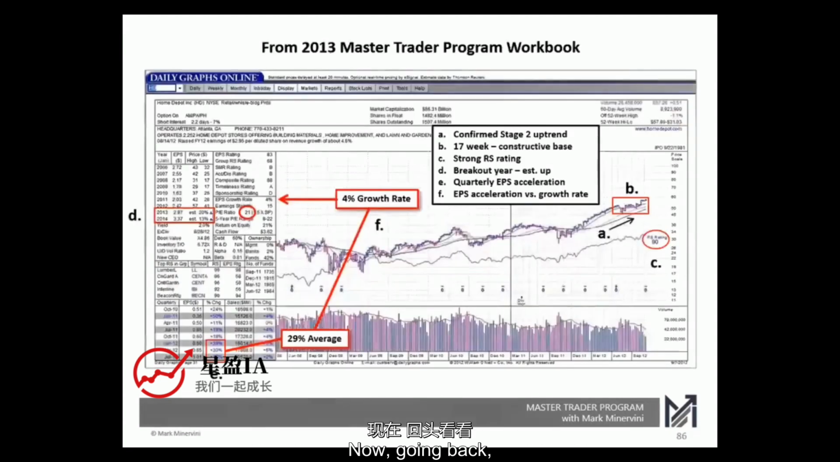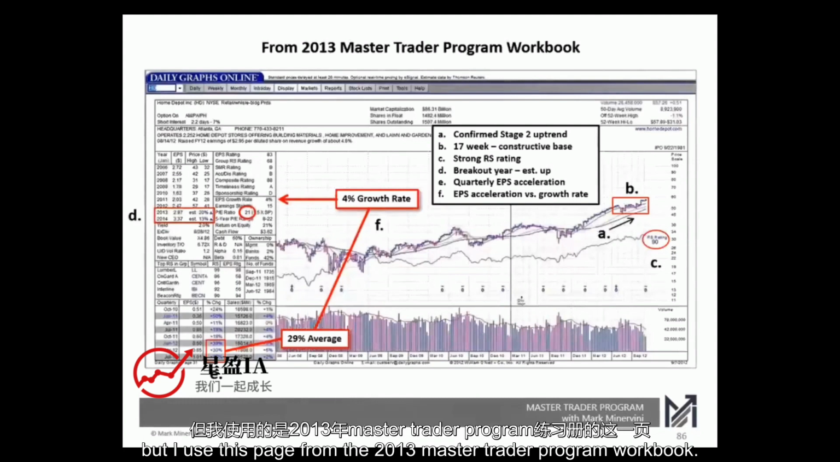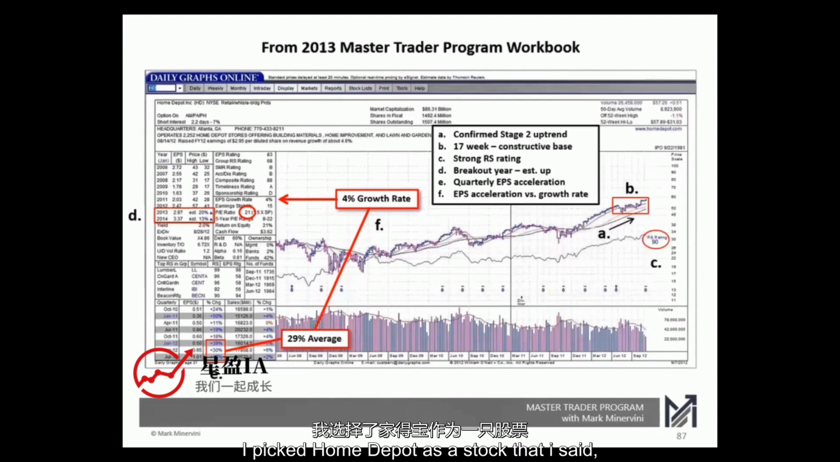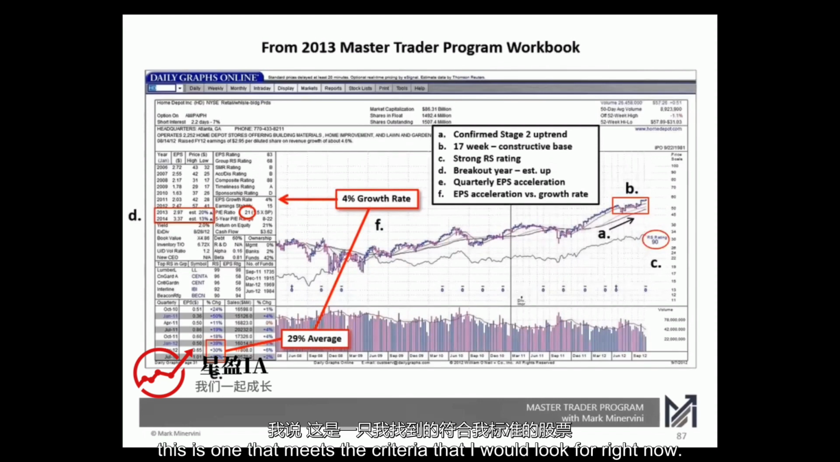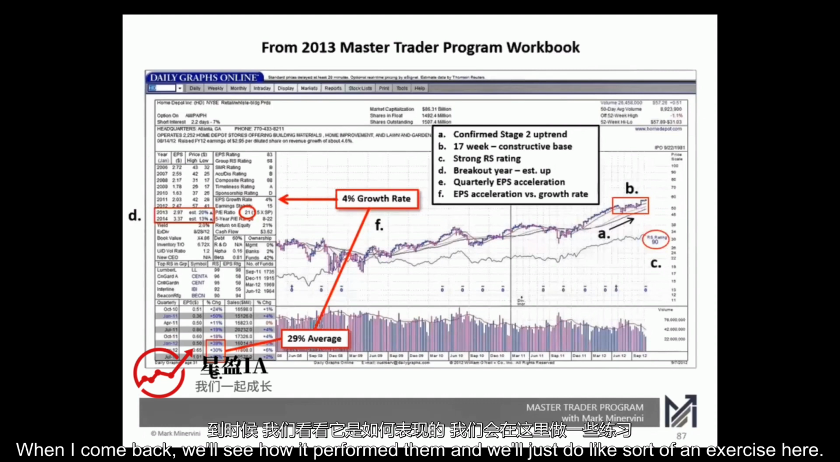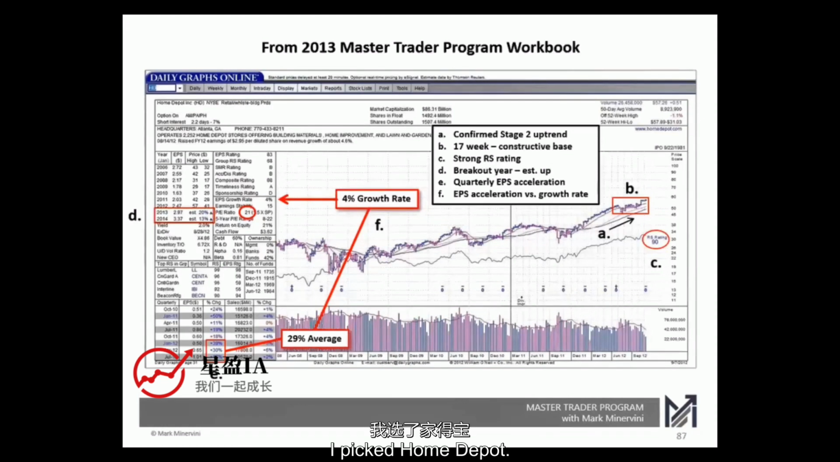Now, going back, we've been doing this for a while, but I use this page from the 2013 Master Trader Program workbook. Basically, I picked the stock that particular day, and I picked Home Depot as a stock that I said meets the criteria that I would look for right now. And I said, we'll revisit this a year later. When I come back, we'll see how it performed, and we'll just do sort of an exercise here. So I picked Home Depot.